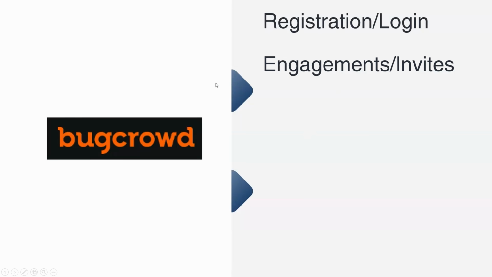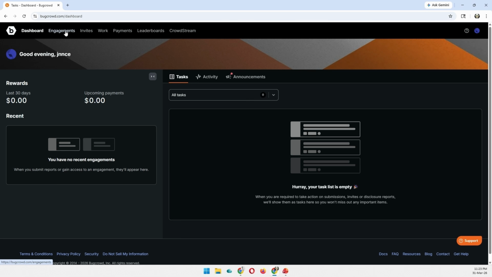Here at BugCrowd, programs are found under the Engagements tab, and private invites are found under the Invites tab. You can see the engagements button here and the invites button here. So these two are the tabs for all the programs and private invites. First, check the engagements tab.